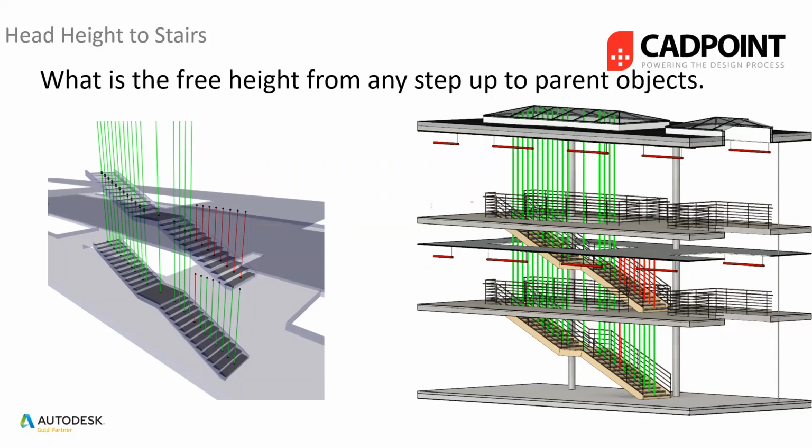And you don't need to draw a section, draw the section in CAD and extrude all your lines. You just run it in Dynamo, give it the stairs object, give it all the ceilings and any obstruction objects above it, and it will calculate what's in compliance and what is not compliant.